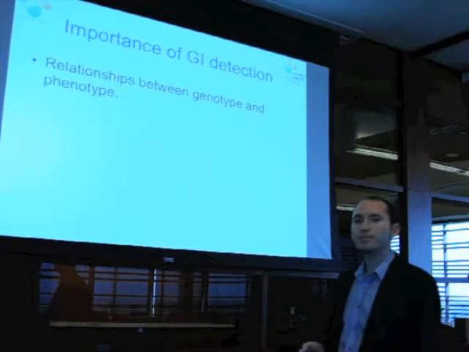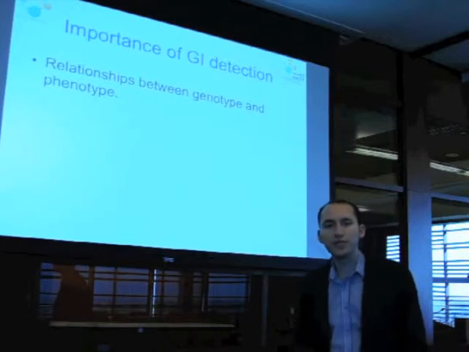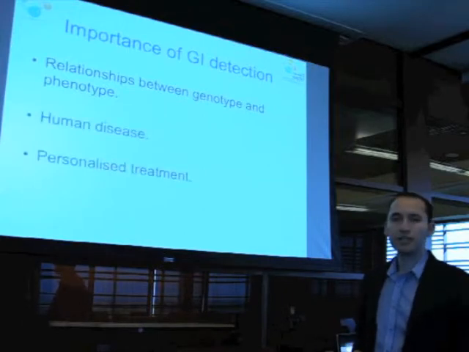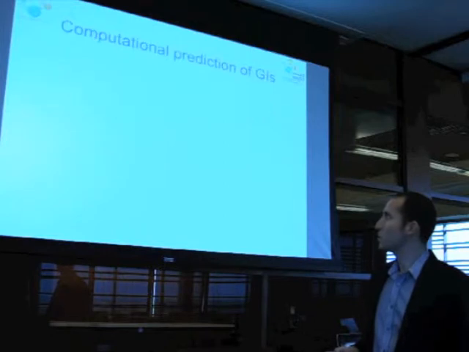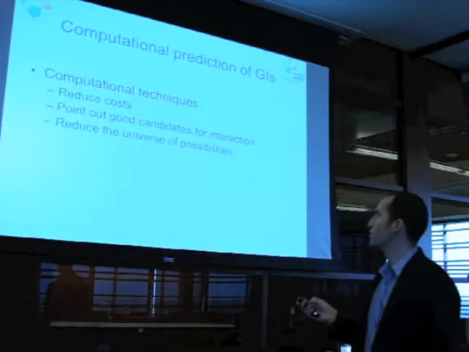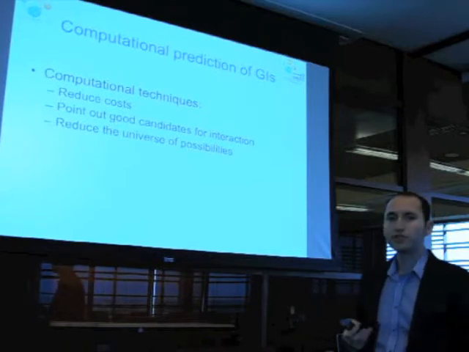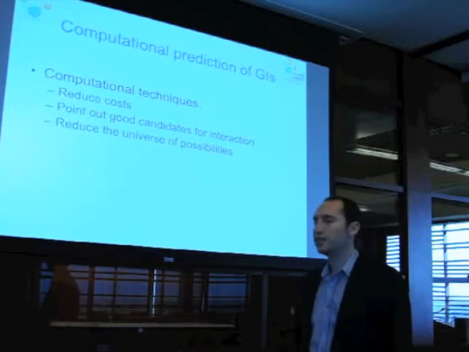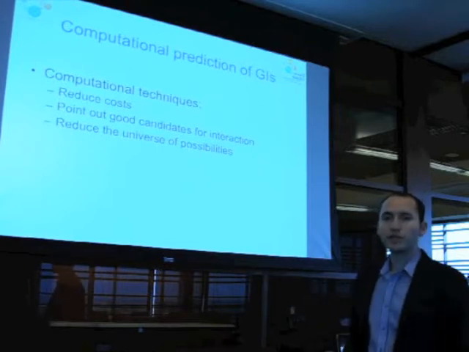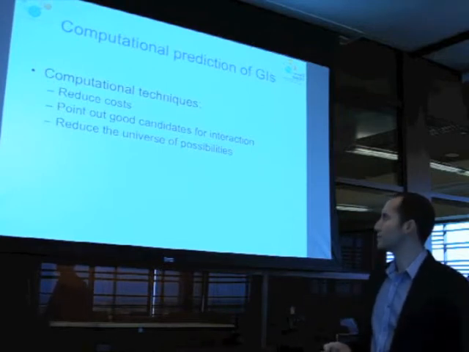Genetic interaction detection plays an important role in tackling the intricate relationships between genotype and phenotype, understanding human disease, and designing personalized treatment. The problem comes when we want to map every genetic interaction. This task is far from being completed, even in model organisms like worm or yeast. And here's where computational techniques come into play, because they reduce costs incurred by the experimental detection of these interactions, and point out good candidates that of course reduce the universe of possibilities to test in the lab.